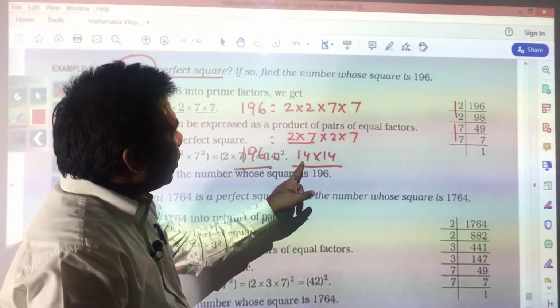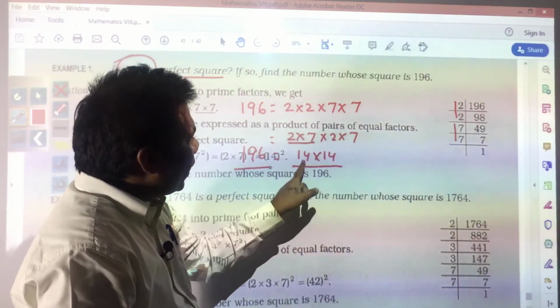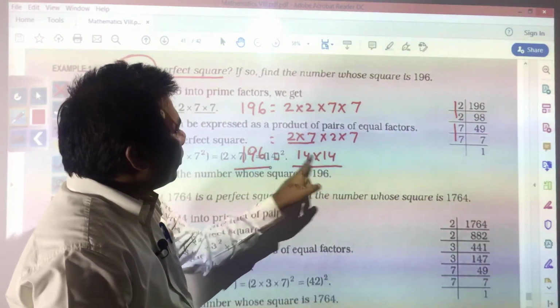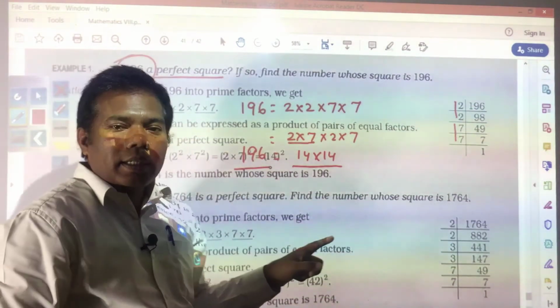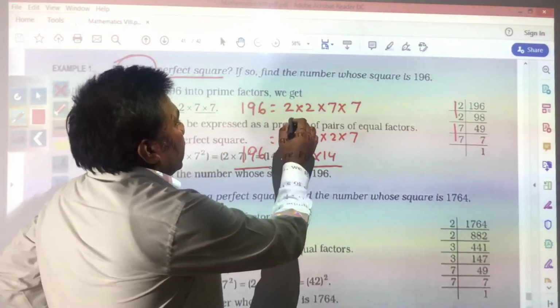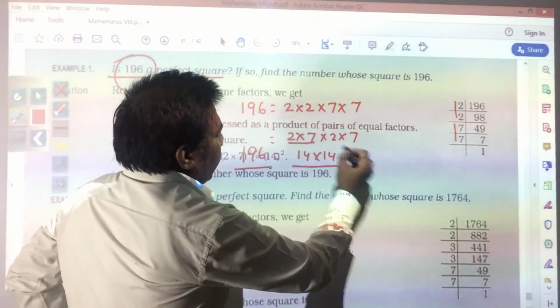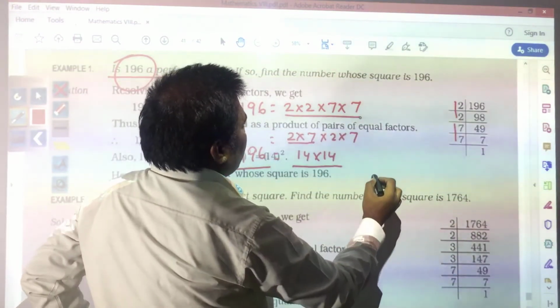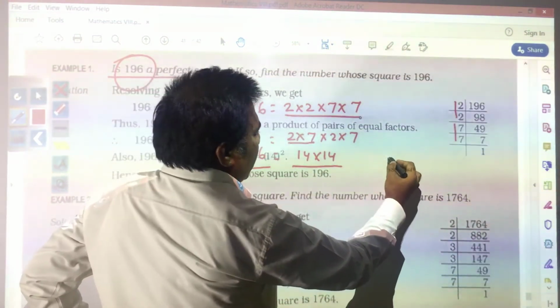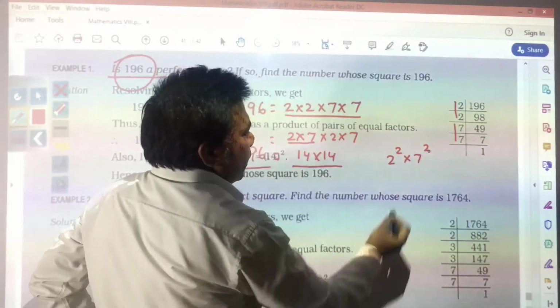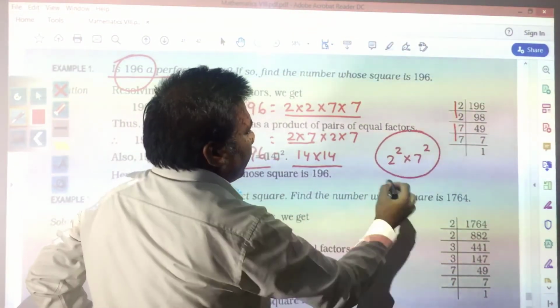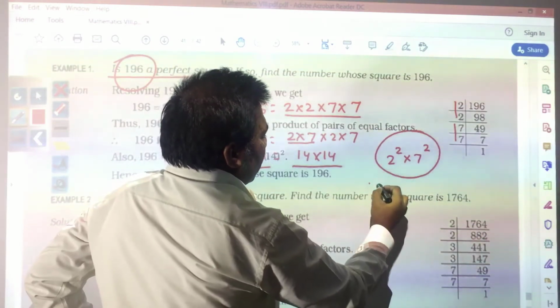Here you see 14 into 14 is equal to 196. This you could have written in this way also. Suppose 2 into 2 into 7 into 7 can be written as 2 square into 7 square. Like this also it can be written, but finally what did you get?